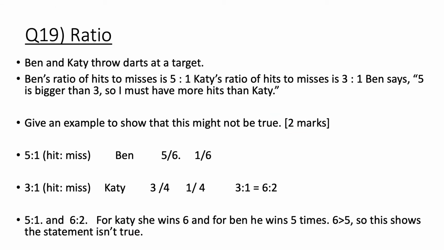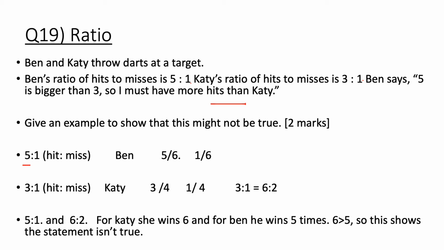Okay, question 19, guys. Ben and Katy throw darts at a target. Ben's ratio of hits to misses is 5 to 1. Okay, Katy's ratio of hits to misses is 3 to 1. Ben says 5 is bigger than 3, so I must have more hits than Katy. Give an example to show that this is not true.